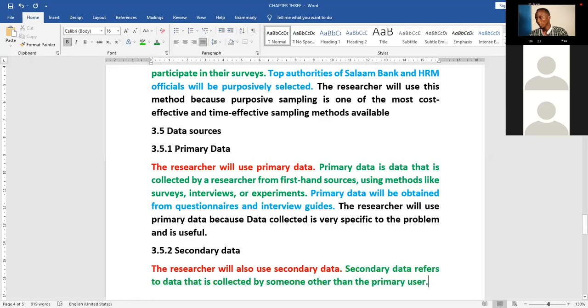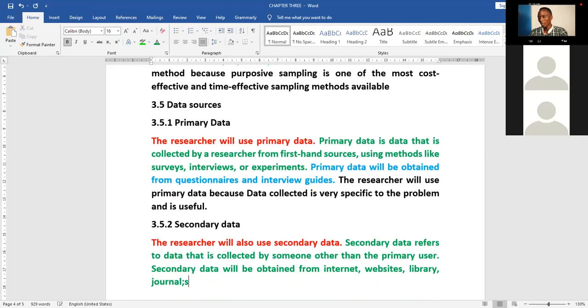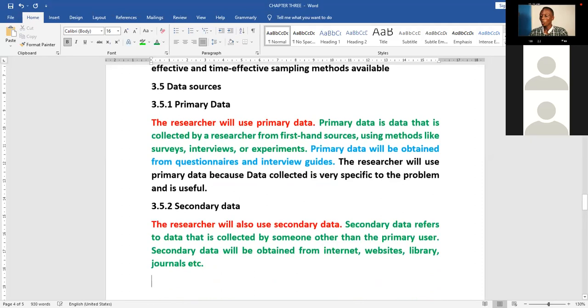Then what is next? The other thing is explaining. So where are you going to get secondary data? We're going to say that secondary data will be obtained from the internet, websites, library, journals, etc. So those are the sources. So we have explained where we are going to be obtaining secondary data from.